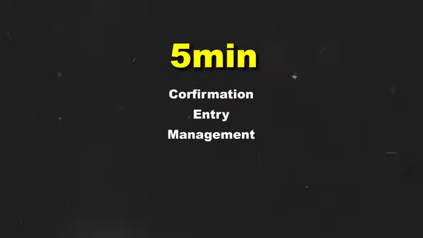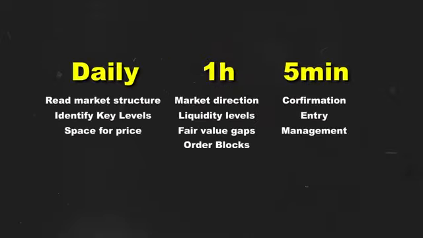Second, we move to the 1-hour chart, where we apply smart money concepts to identify market direction, liquidity levels, fair value gaps, and most importantly, order blocks. Finally, we zoom into our precision timeframe, the 5-minute chart, to find those crucial confirmations and execute our positions with surgical precision. So let me show you how it works.